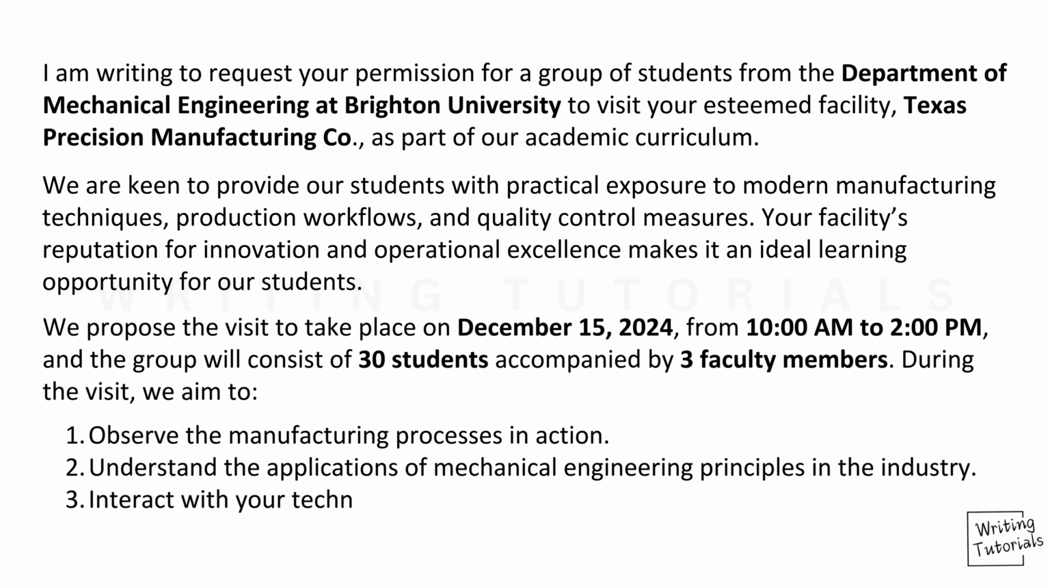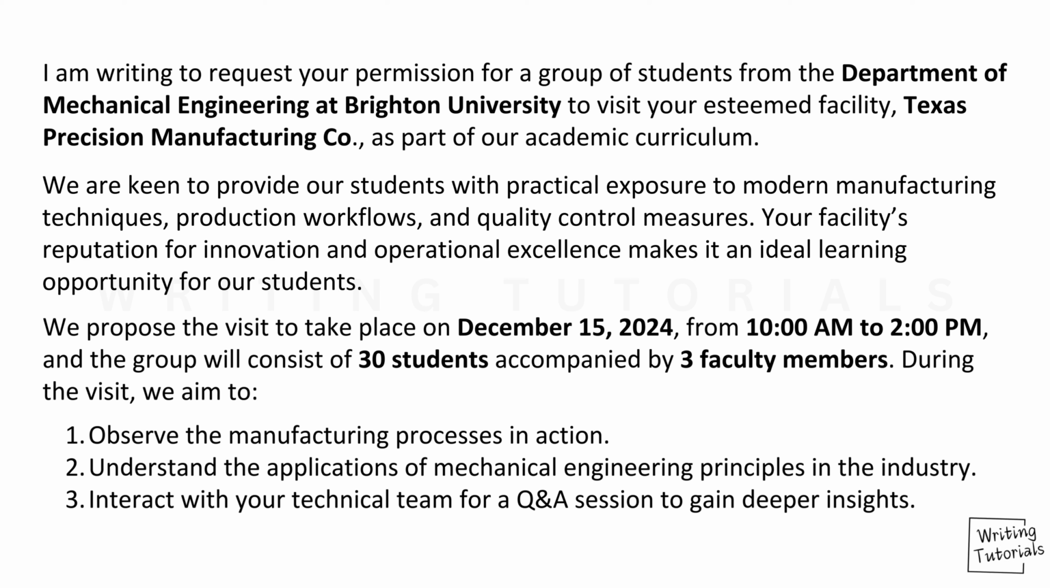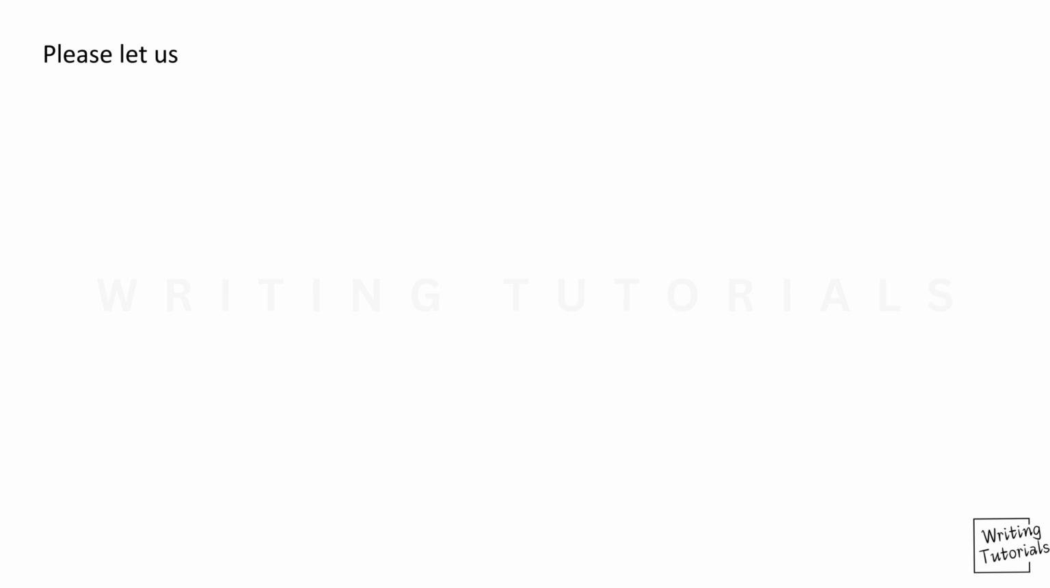This section is very specific, detailing the proposed date, time, number of participants, and the planned activities. Providing these details up front helps the recipient understand the scope of the request and plan accordingly. Make sure to be realistic about your proposed schedule. If the recipient cannot accommodate your request, they're more likely to suggest an alternative if you've shown that you've thought it through.